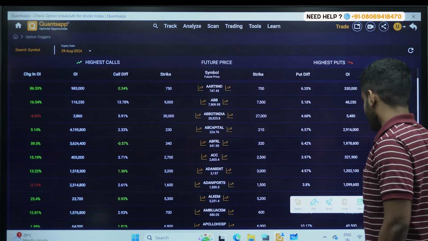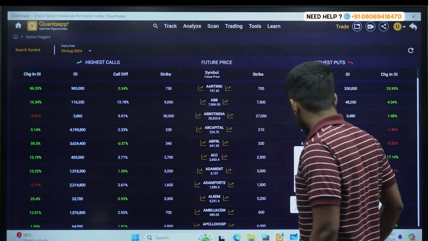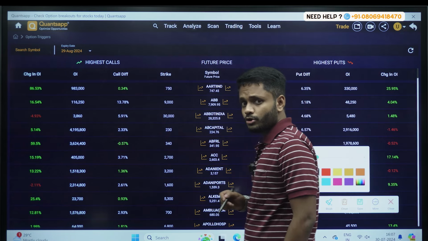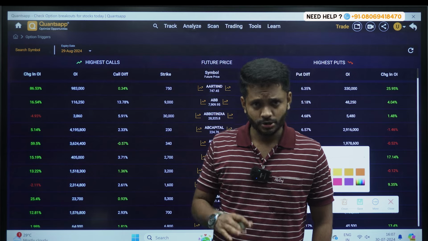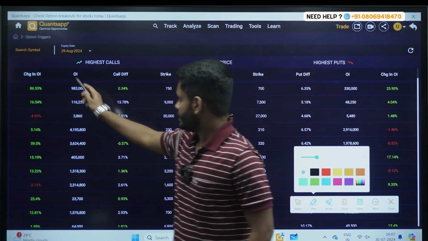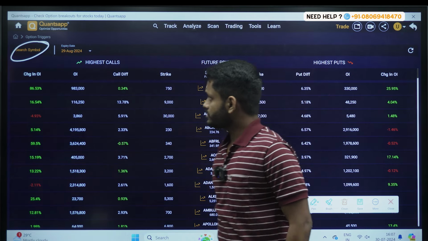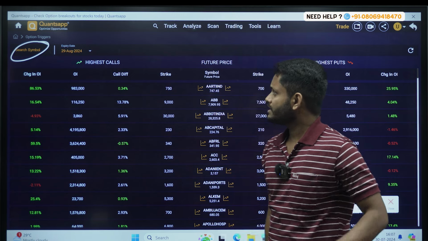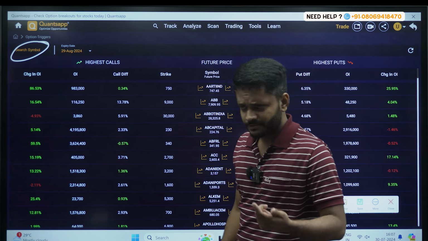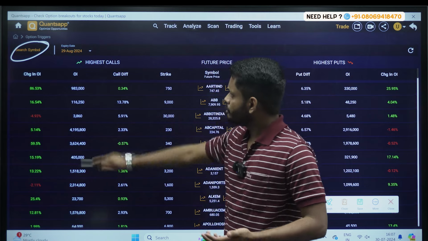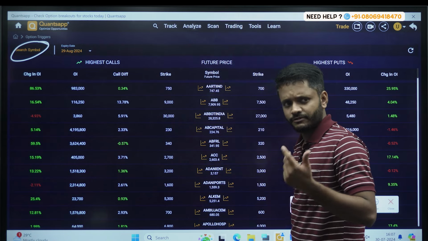So what is Triggers? Triggers will give you automatic support and resistance based on OI, open interest. Can you see the search symbol? Suppose you want to take a trade in Reliance, HDFC or ICICI, whichever stock, you can just go and check out whichever stock you want.